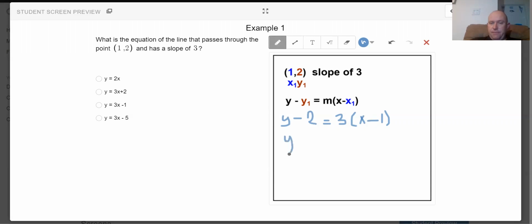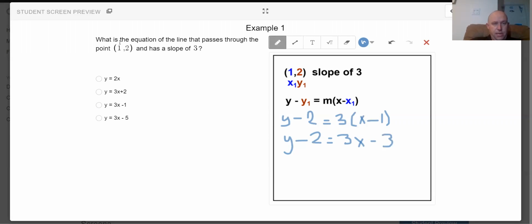Now, once we have this here, then we're going to start distributing, which means multiply. So I'm going to get rid of these parentheses. 3 times x is 3x. And 3 times, don't forget the sign here. It's not 3 times 1, it's 3 times -1. Use your Desmos calculator if you're not sure.